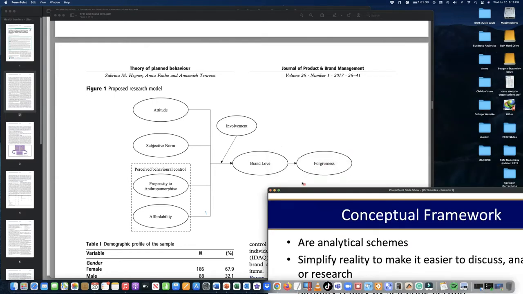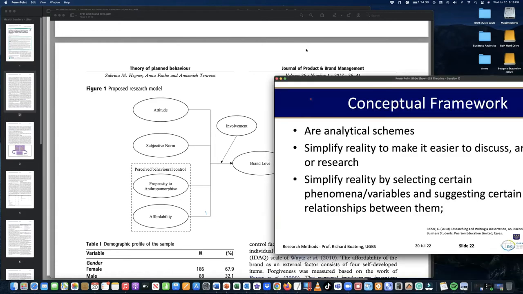Theory of planned behavior never told you that. Theory of planned behavior told you the intention and the actual performance. So if your actual performance is forgiveness, what is the intention that will lead you to forgiveness? Brand love. Do you understand what is happening here?